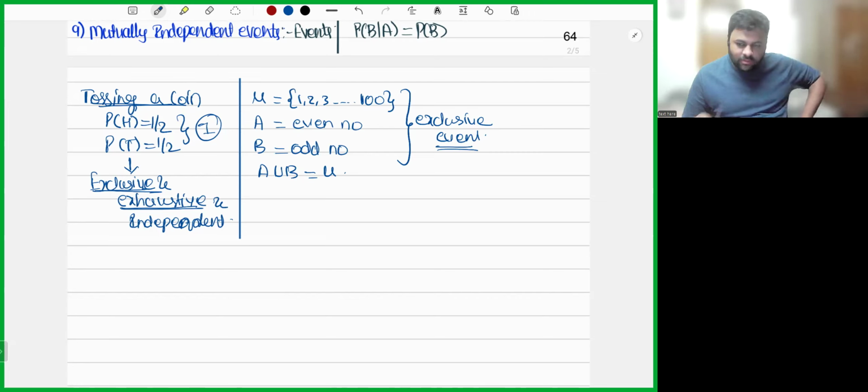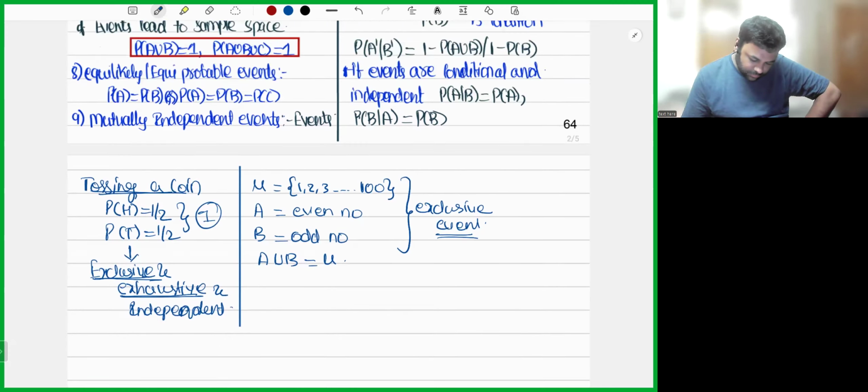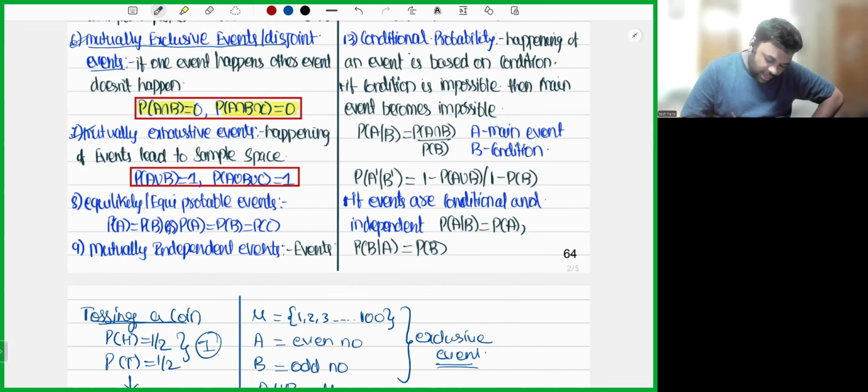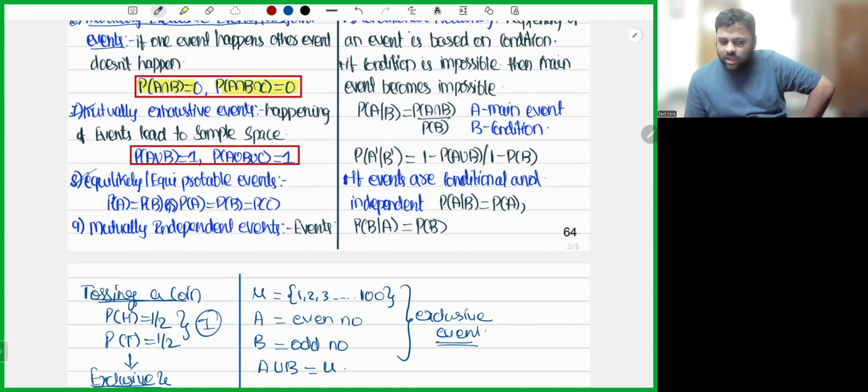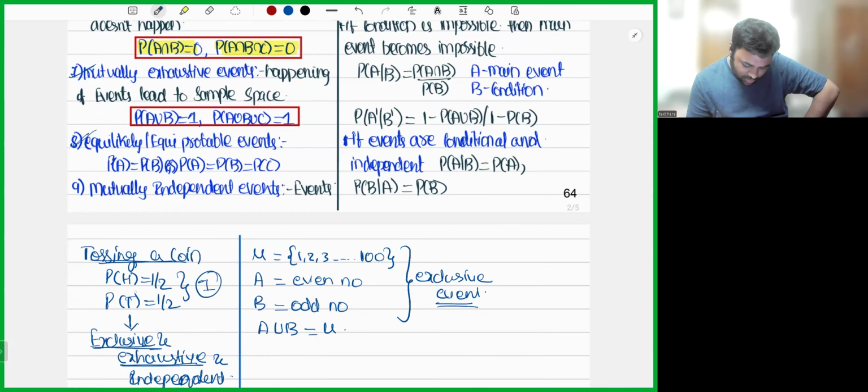Okay. Exhaustive events means that if one event happens, automatically the other event gets rejected. Next. Equilikely or equiprobable events means, my dear friend, the probability is the same. If the probability is the same, we call them equilikely or equiprobable events. Like P of A is equal to P of B. Can I say head and tail are equilikely or equiprobable events? Yes, sir, because their probability is the same.